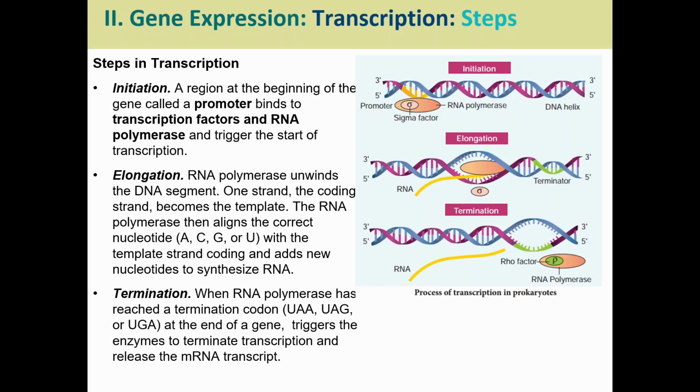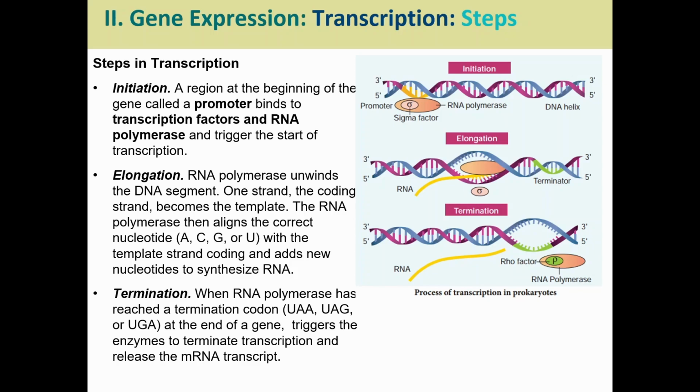Elongation, RNA polymerase is going to unwind the DNA so that we can have access to one strand of DNA. That one strand becomes the template. That template will then be read by RNA polymerase, and RNA polymerase will bring the complementary bases, the complementary nucleotides, right, in order based on what the coding strand of DNA says. So, for example, if the coding DNA strand says C, then the RNA polymerase will bring G because G is complementary to C. And we'll continue that all the way down the gene, all the way down the line.